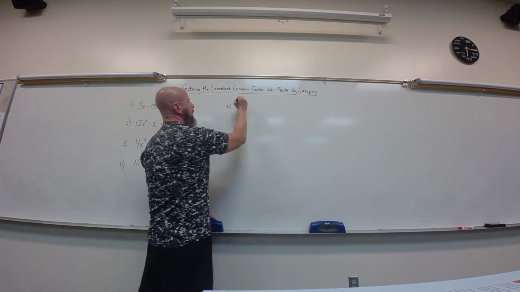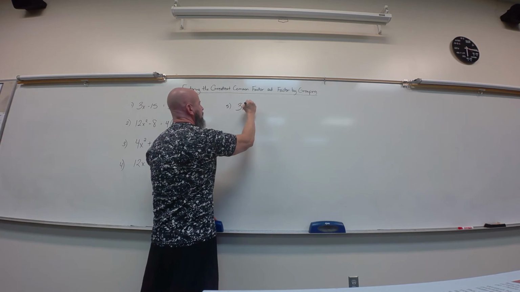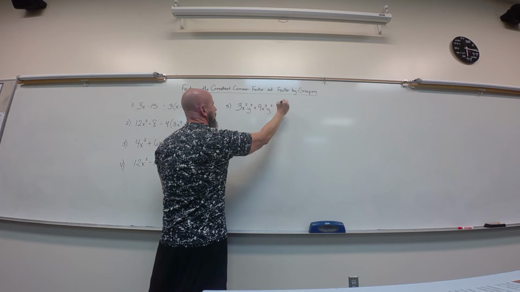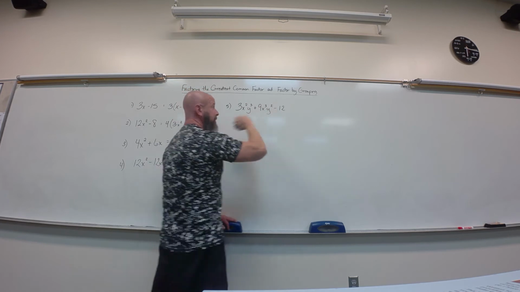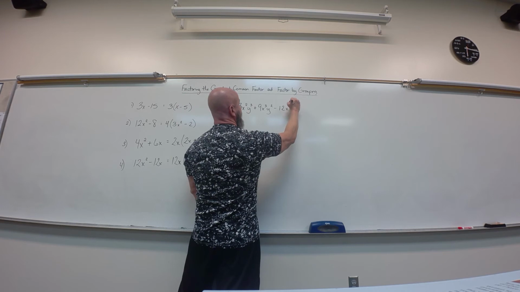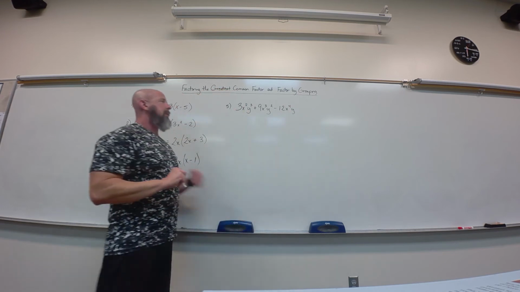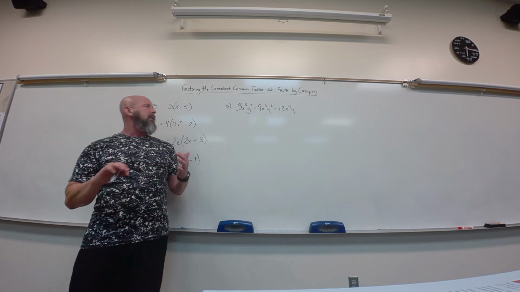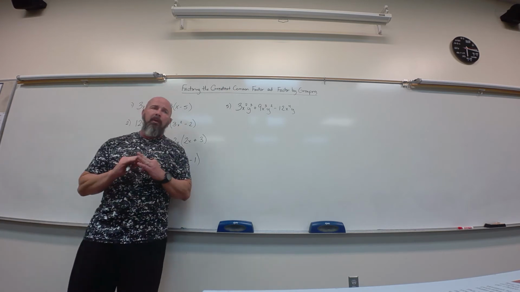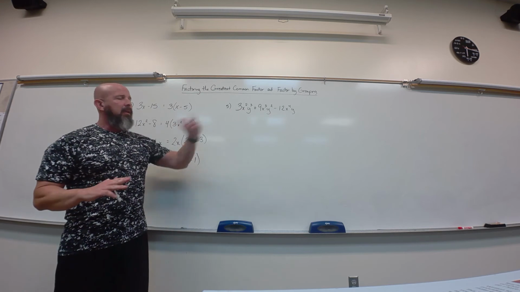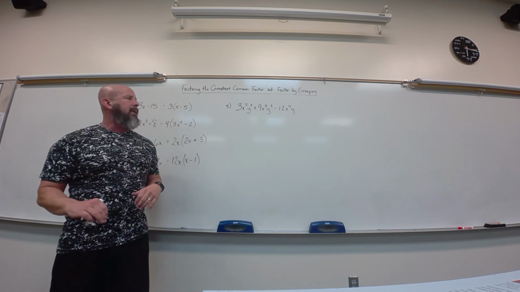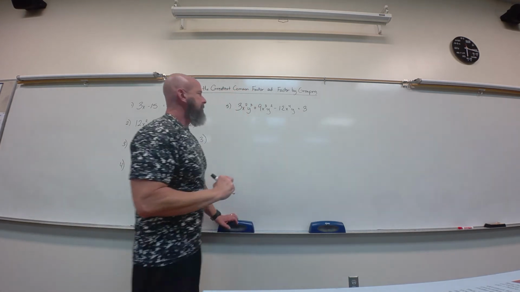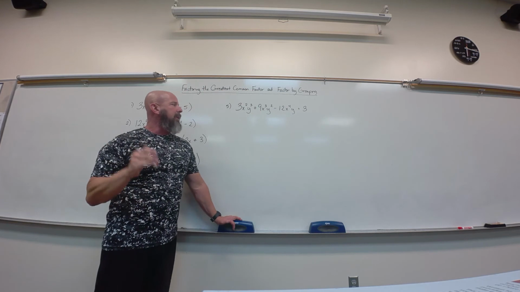So let's go with 3x squared y cubed plus 9x cubed y squared minus 12x to the 4th y. I've got 3 things going on here. I've got the coefficients, I've got an x and a y, all of which have something in common. So I look at the numbers first. I see a 3, a 9, and a 12. What's in common there? Well, I've got a 3 in common. 3 goes into all 3: 3, 9, and 12.